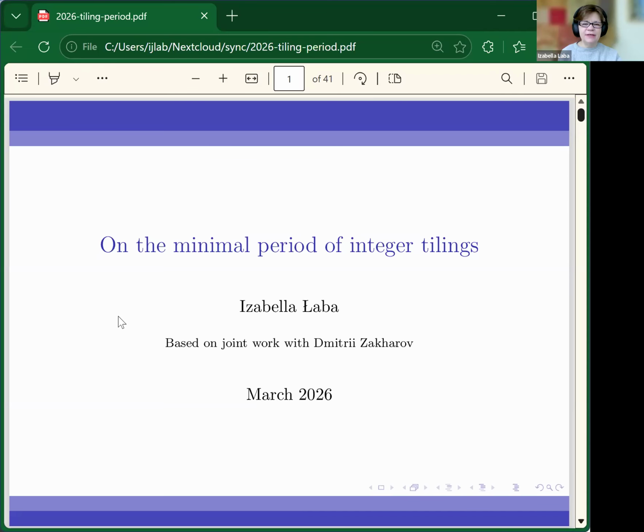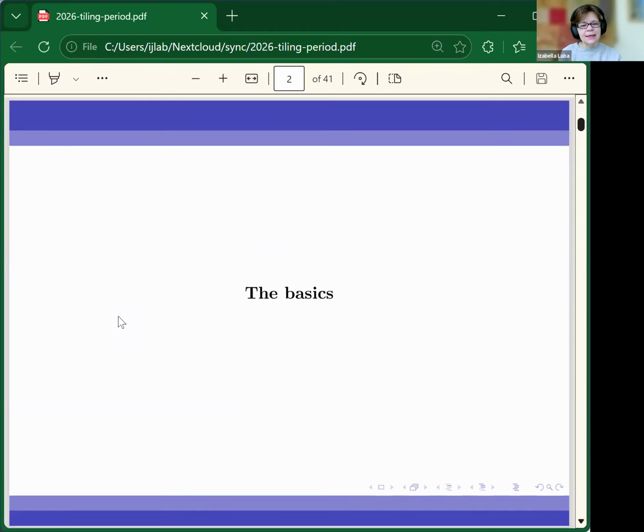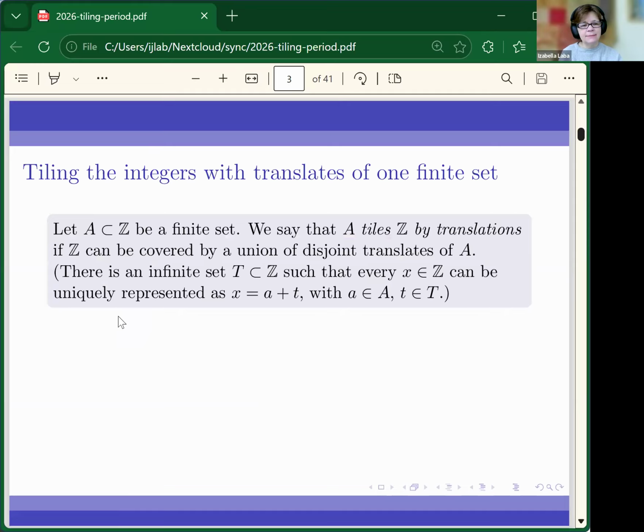Thank you very much for the invitation. This is going to be a talk about some joint work with Dima Zakharov. It's from a couple of years ago, but it makes for a good introduction to this topic, so that's what I chose for this conference. So let me start with the basics of integer tilings.